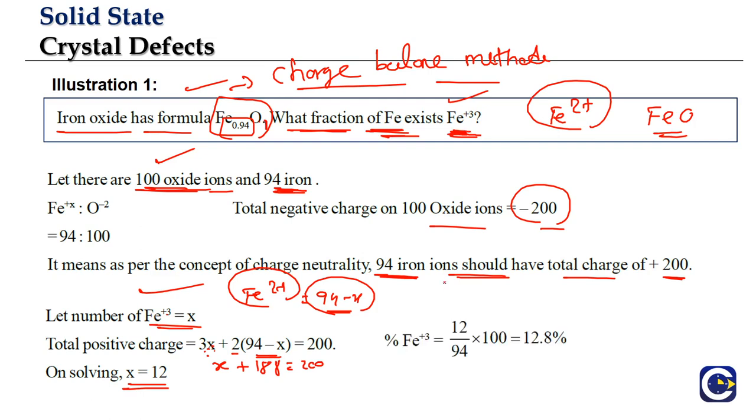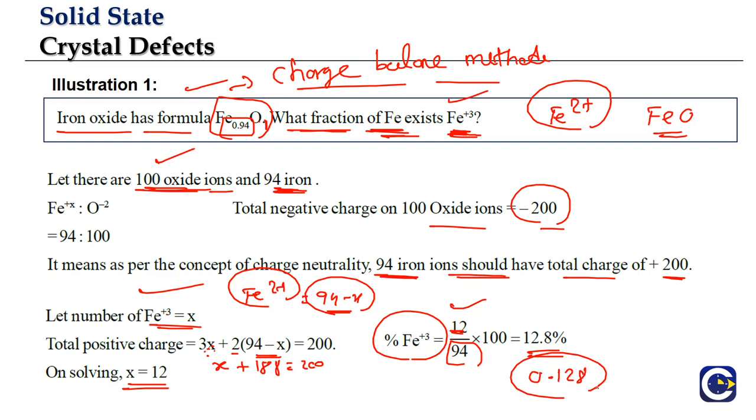The fraction or percentage of iron existing as Fe3+ is Fe3+ divided by total iron atom count, which is 94. So 12 by 94 into 100. If we simplify it, it comes approximately 12.8%. In terms of fraction, we can tell it as 0.128.